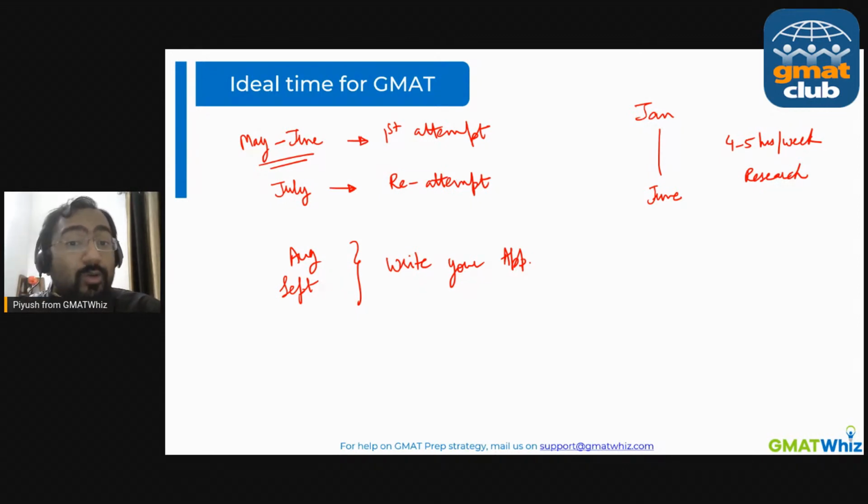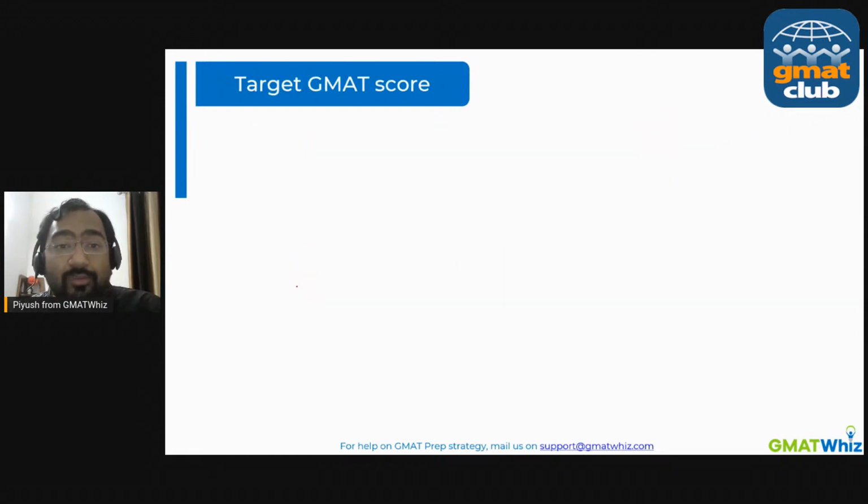So please make sure that you do the research around this time, and keep August and September for writing your applications, because trust me, guys, your applications are a very, very critical part of your entire process. The SOPs and the LORs are very, very important parts of your application. So please make sure you have enough time for it. So that's an approximate idea of the ideal time for the GMAT.